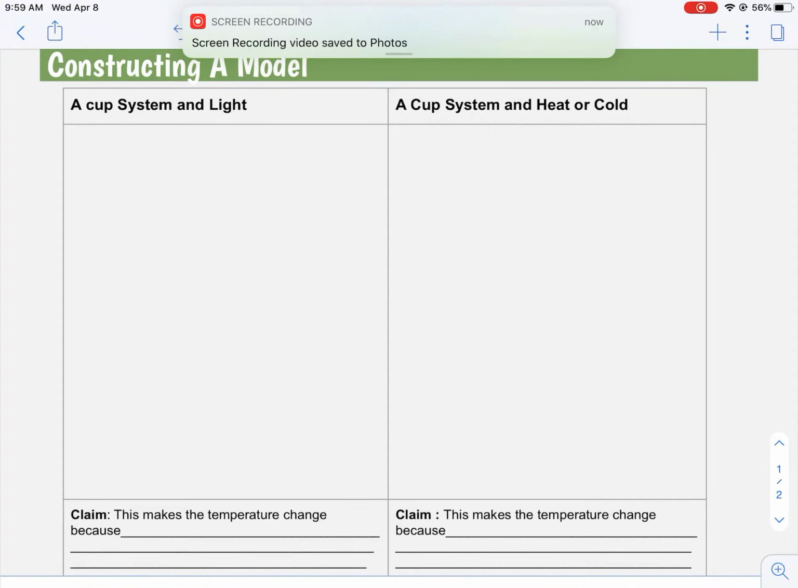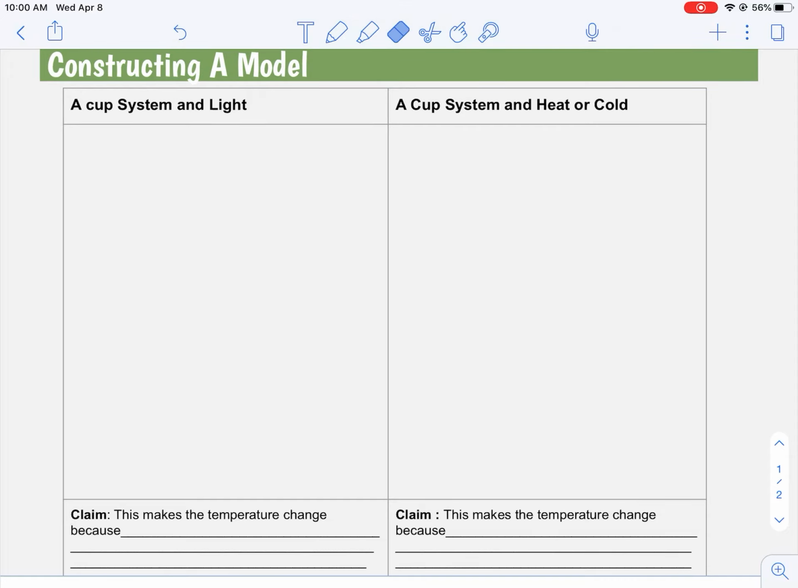Today we're going to be working on a lesson to create two new models. Our first model that we're going to be working on today is going to be a model that focuses on how light interacts with our cup system. So we're going to talk about that model first.